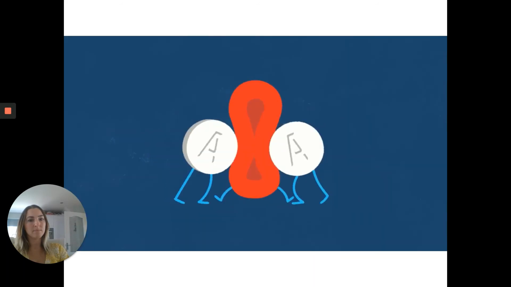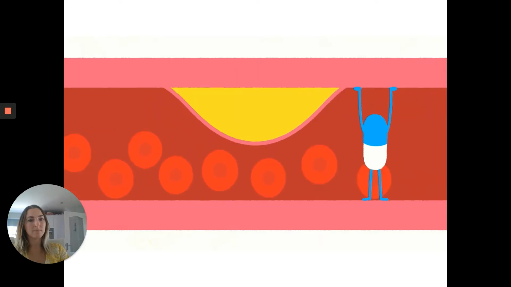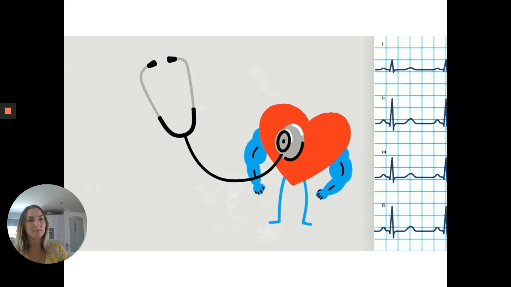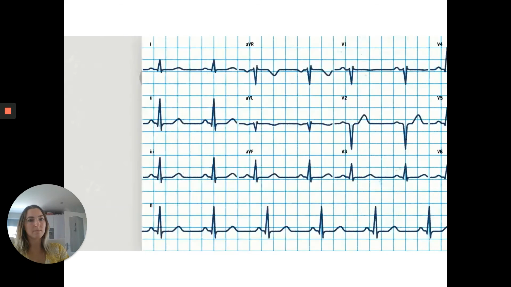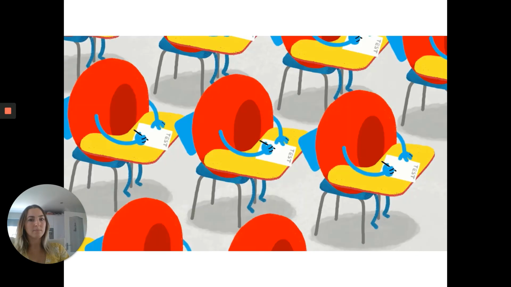Taking aspirin, which thins the blood, and nitroglycerin, which opens up the artery, can help keep the heart attack from getting worse. In the emergency room, doctors can diagnose a heart attack. They commonly use an electrocardiogram to measure the heart's electrical activity, and a blood test to assess heart muscle damage.